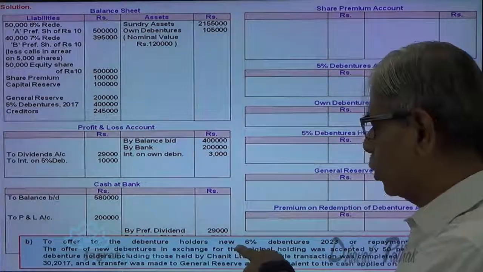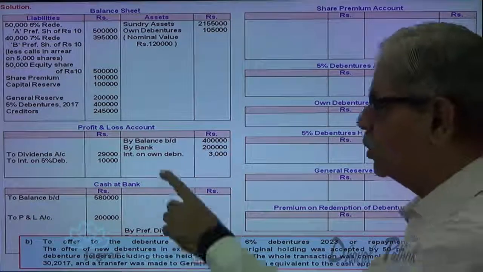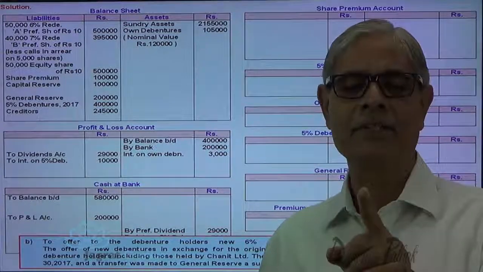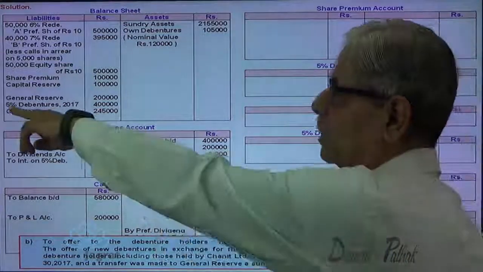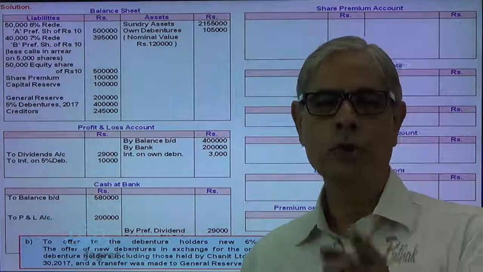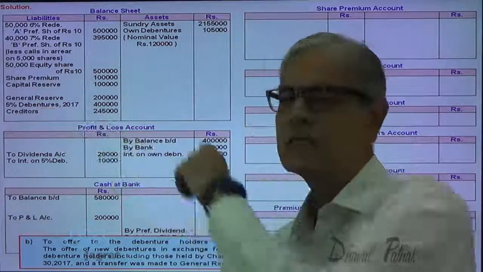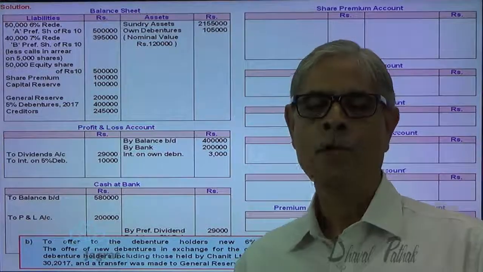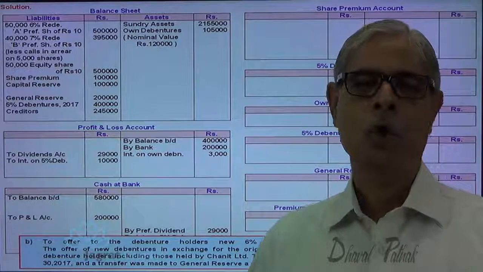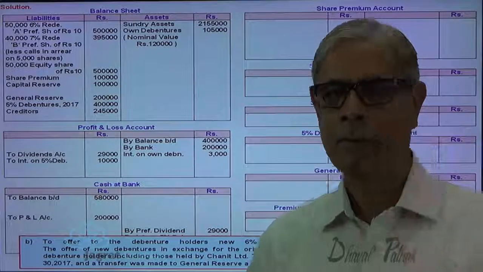To offer the debenture holders new 6% debentures 2023 or repayment in cash. So these debenture holders of 4 lakhs are offered: do you want to have new debentures on which the interest is going to be paid at the rate of 6% instead of 5%? So new debentures are given on which interest will be paid at the rate of 6%, and on old debentures the interest rate was 5%. Now those who want to have a new debenture of 6%, they can opt for it, or those who have not opted, for them cash will be paid.